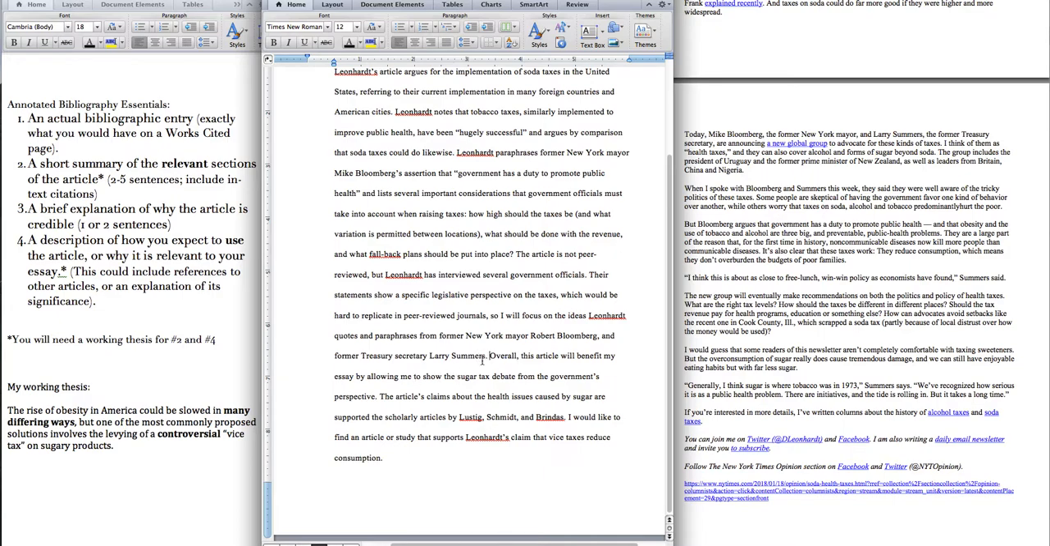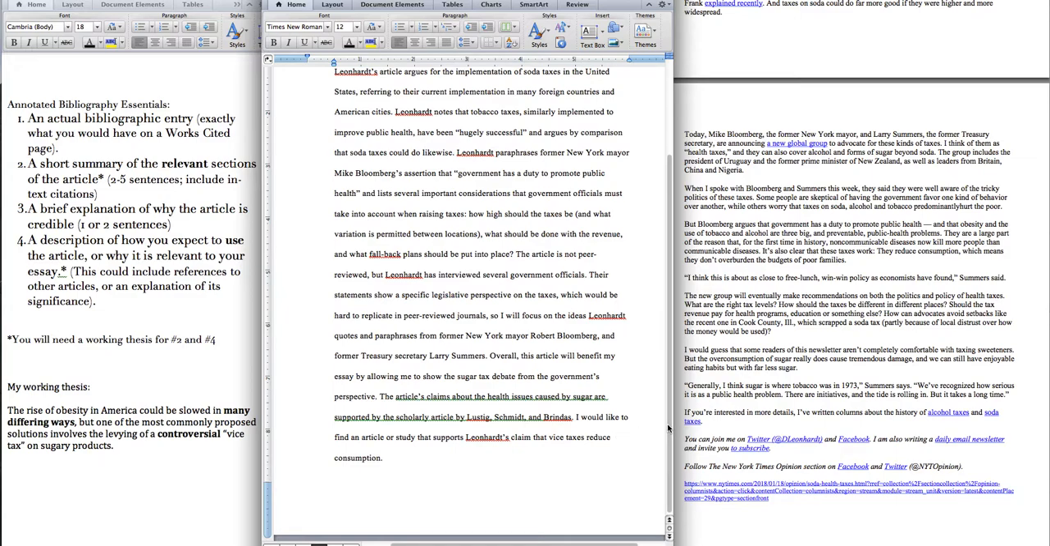So I'm going to say this article is going to show me the sugar tax debate from the government's perspective. That's implying that I'm going to have a lot of other perspectives as well. The article's claims about the health issues are supported by the scholarly article by Lustig, Schmidt, and Brindis. So I'm correlating this to another article that I'm probably also going to include in my eventual annotated bibliography. And then I would like to find an article or study that supports Leonard's claim that vice taxes reduce consumption.